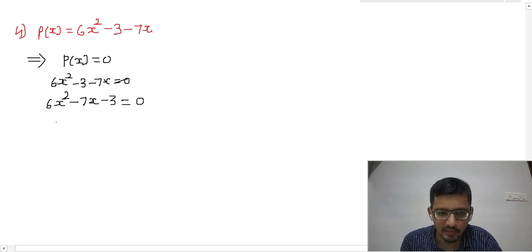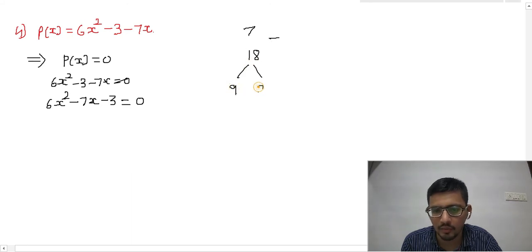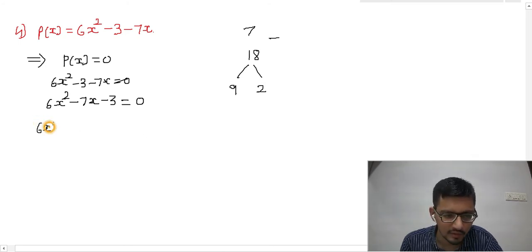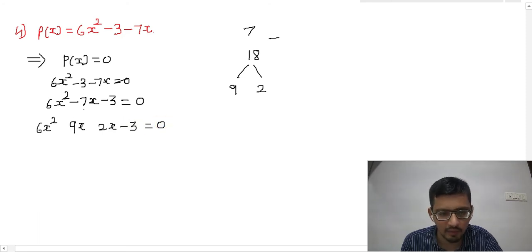First we need to split the middle term. Note down the coefficient of x square, which is 6, and the last term, which is 3. 6 times 3 is 18. The sign of the last term is minus, and the coefficient of the middle term is 7. So we need factors of 18 whose subtraction is 7. Those factors are 9 and 2, because 9 minus 2 is 7. So 6x square as it is, 9x and 2x, and minus 3 as it is. I need minus 7x, so 9 will be negative and 2 will be positive.